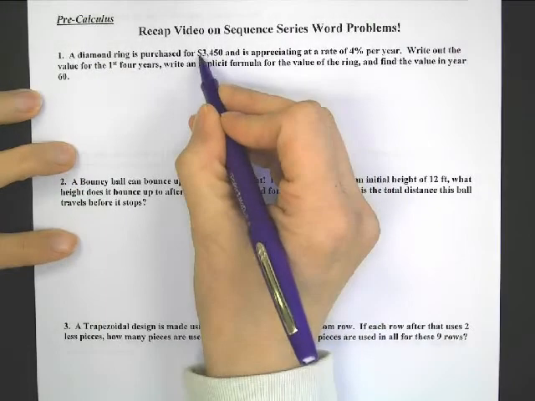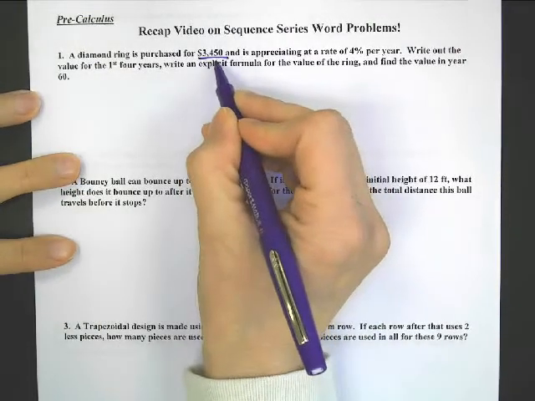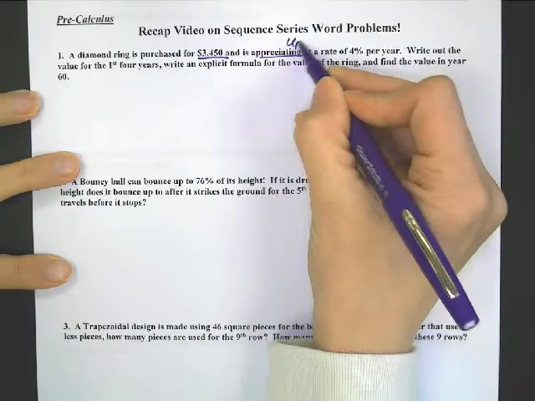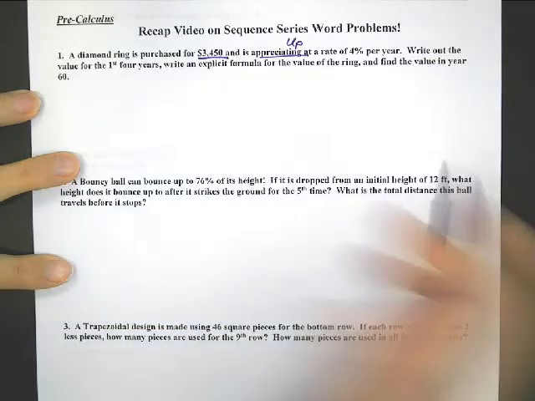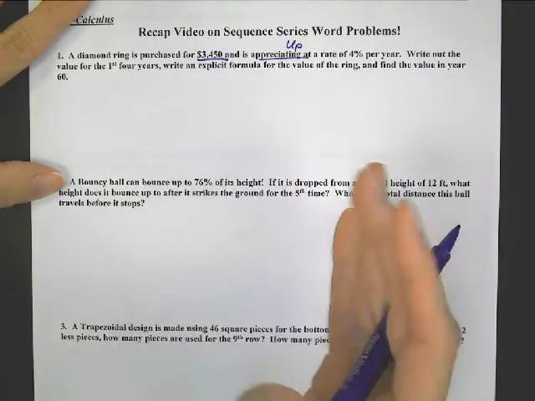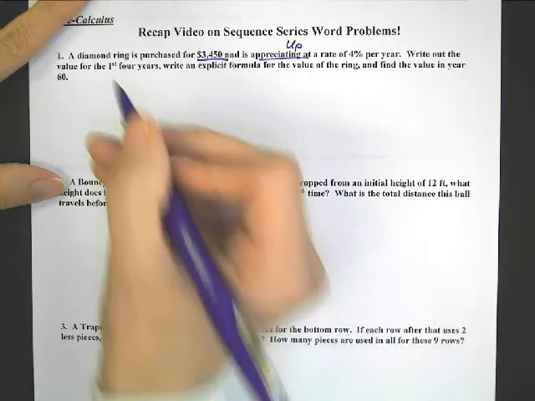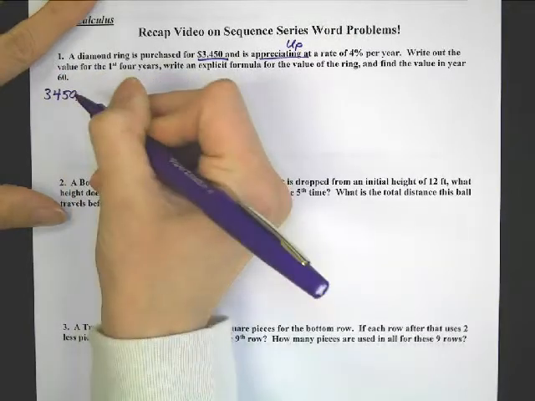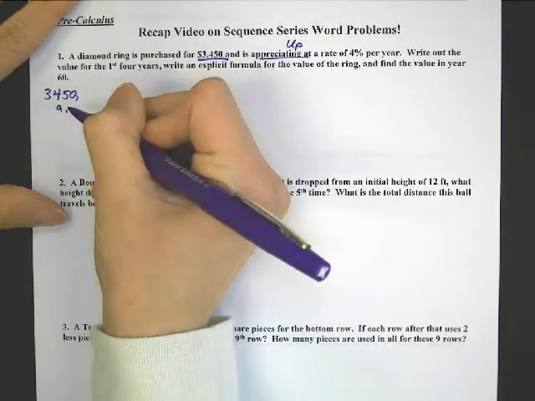A diamond ring is purchased for $3,450. And it is appreciating. That means that the value is going up at a rate of 4%. The best thing to do with word problems is go ahead and make a list of the terms. Let's just turn this into a numbers game. So the first one is 3,450, and that would be our A1.